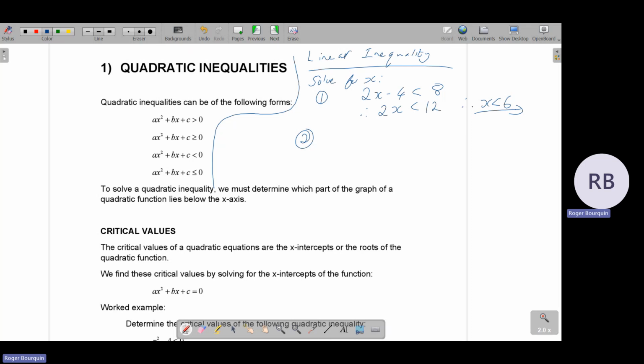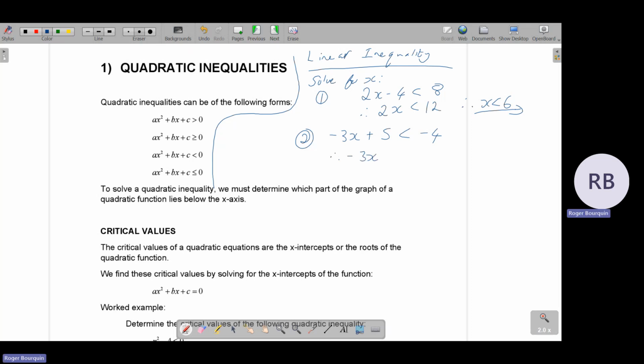If I gave you this, though, minus 3x plus 5 is less than negative 4. What is that? What's this? Okay. All right. So what are you going to do, Nina?